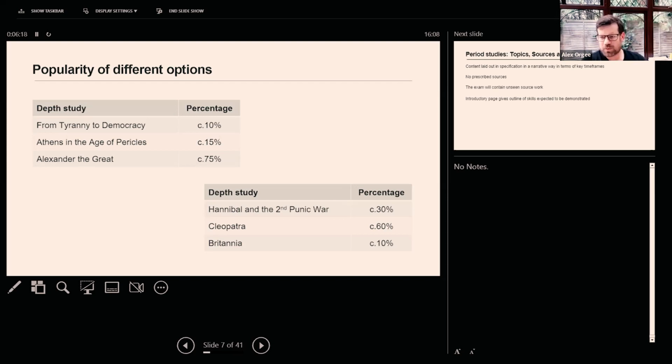Whilst this might be a potential steer in thinking about support networks you could create with nearby centres delivering the qualification, I would really recommend making your decisions about which depth studies you want to teach based on your own interests and what you think will engage and enthuse your students the most.